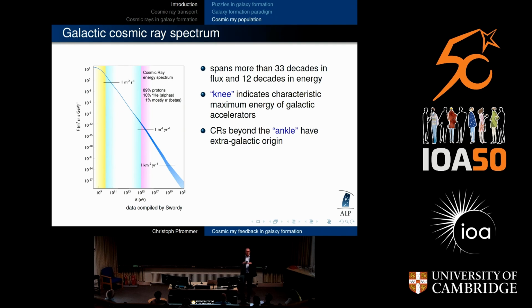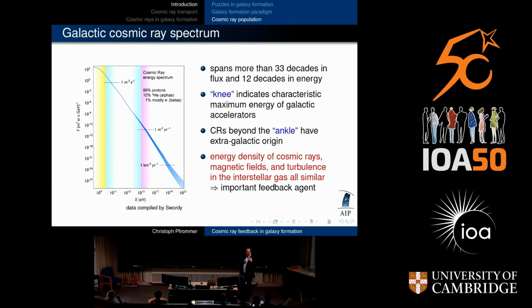Now, we are concerned with the pressure contained in cosmic rays, and this sits at GeV energies here. And if you calculate the amount of energy density contained in cosmic rays, then you find that this is equal to that in magnetic fields, the thermal gas, and turbulence. So clearly we can't neglect it, and we need to take this into account.